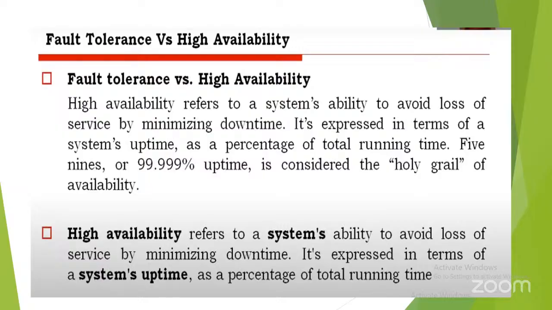Availability can be measured based on the downtime. If downtime is more, obviously system availability is less. Downtime means unavailability time. So high availability refers to the system's ability to avoid loss of services by minimizing downtime. Always try to minimize the downtime. It's expressed in terms of the system's uptime.